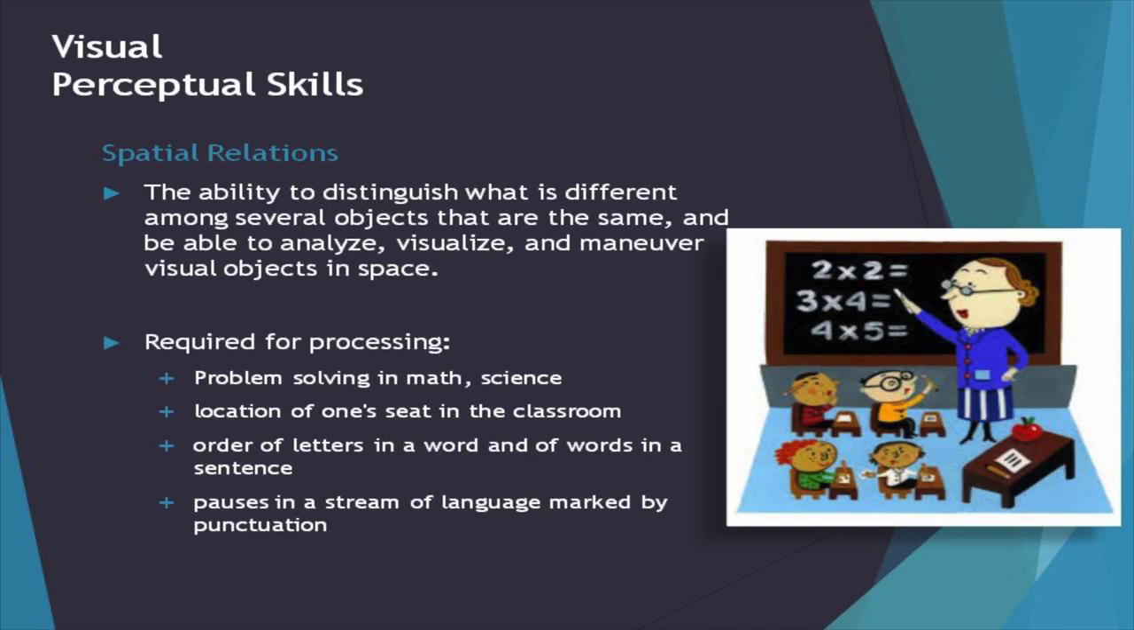Spatial relations is determining what is different among several objects that are the same. So this is important for processing in math and processing reading comprehension, even little things like location of one's seat in the classroom. You know, where am I spatially with relation to something else?